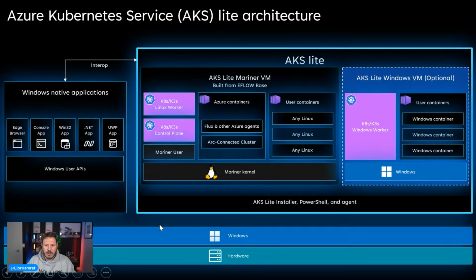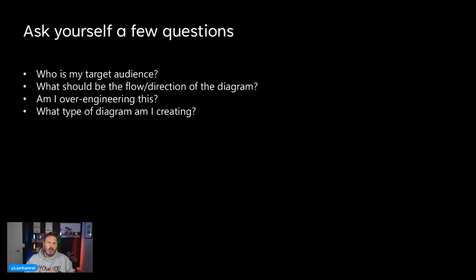Anyway, I wanted to cover a few topics before diving into the actual practical stuff. So every diagram should tell a story. I mentioned this in the previous stream that I did back in June on architecture diagrams, and I started with this notion that every diagram should tell a story. Now, when you're telling that story, you also need to remember who you're telling that story to, who is the audience in the room.